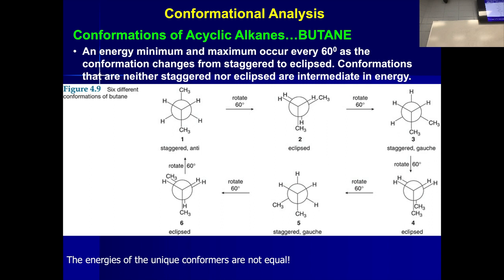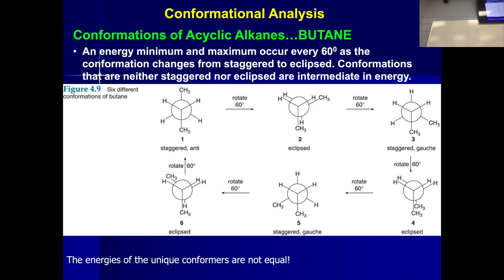When you look down that carbon-carbon bond that we're calling bond 2, everything is staggered. Everything is as far apart away from each other as it possibly can be. And we call this anti. The two methyl groups are as far apart as they possibly can be. That's called the anti-conformation.